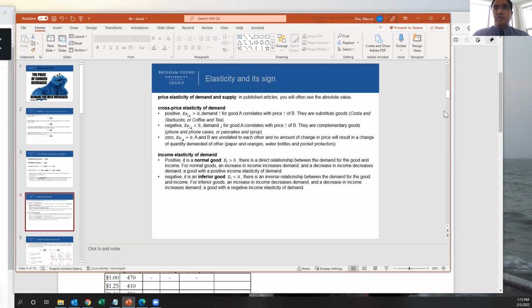So with these, think about it algebraically, I think that'll make more sense. If it's zero, if you change the price of one and the quantity demanded of the other doesn't change at all, then they're not related to each other. And the further you go away from zero, so for substitutes, the further you go away from zero in the positive direction, that means they're much stronger.